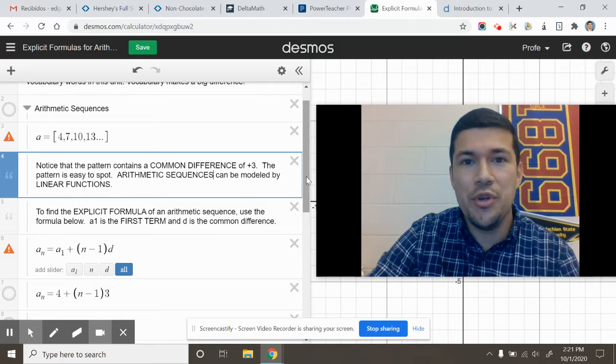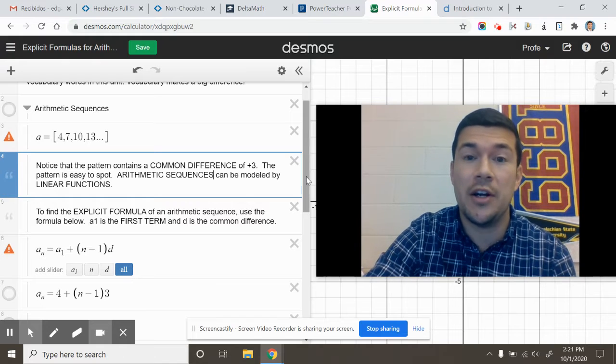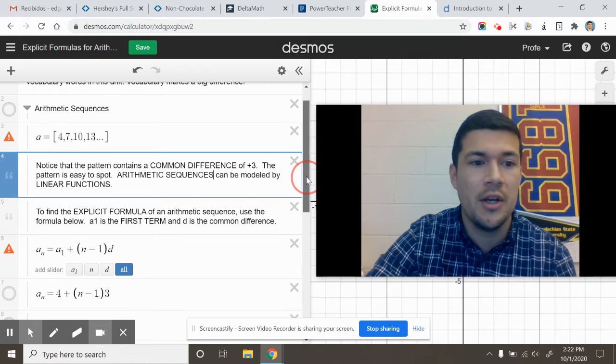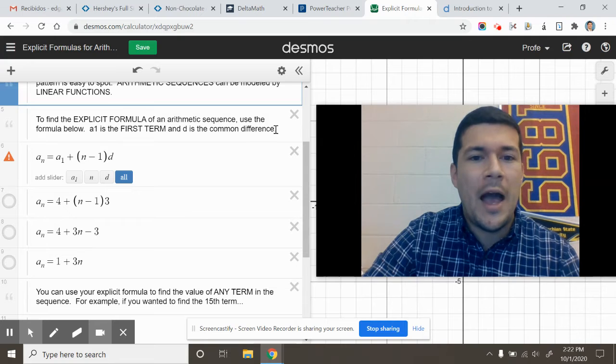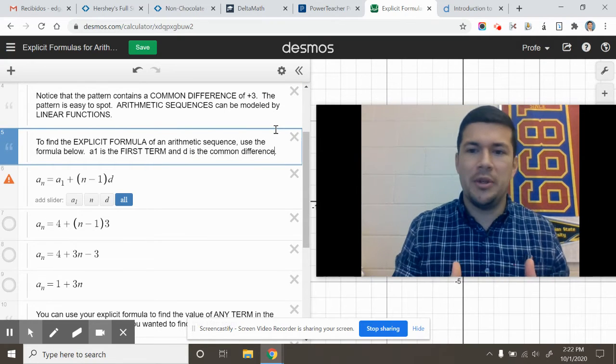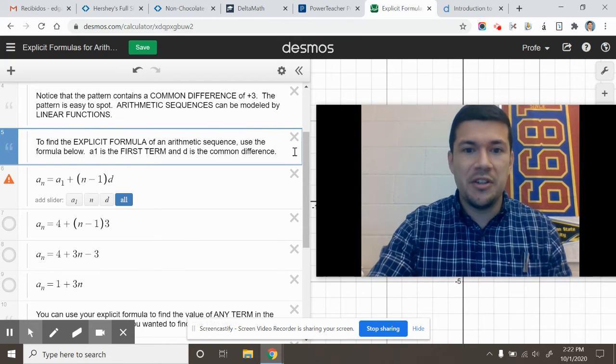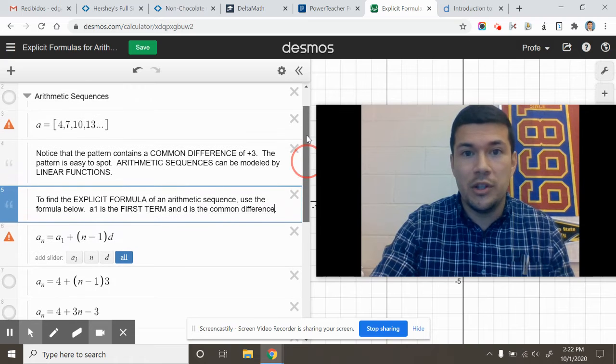All right. When you think arithmetic sequence, I want you to think linear function, because linear functions had a common difference in between the outputs. Next, how do we find the explicit formula? What exactly is an explicit formula? So an explicit formula is like the equation that describes this sequence. It's like finding the equation to a linear function.